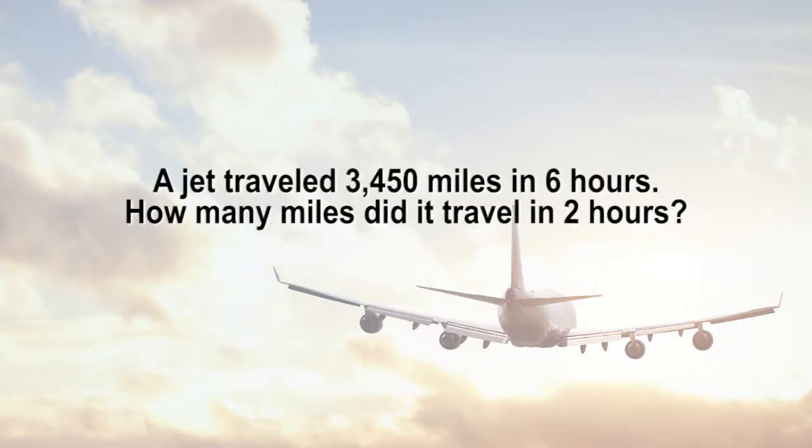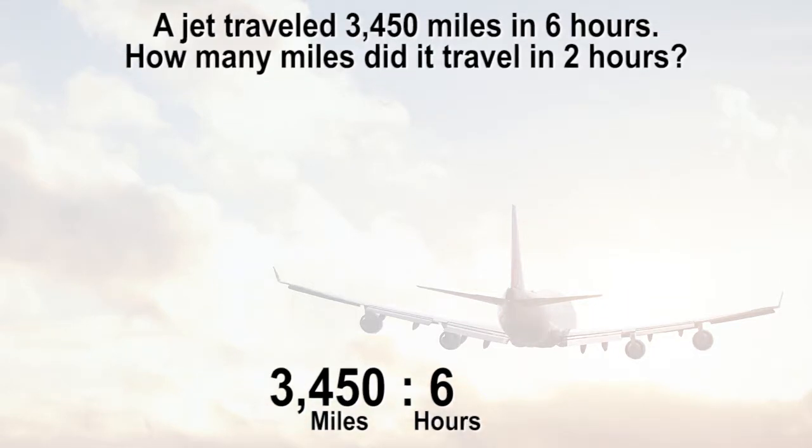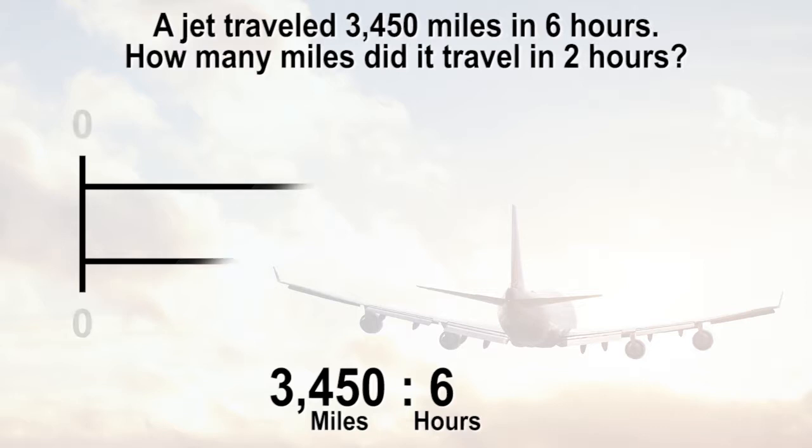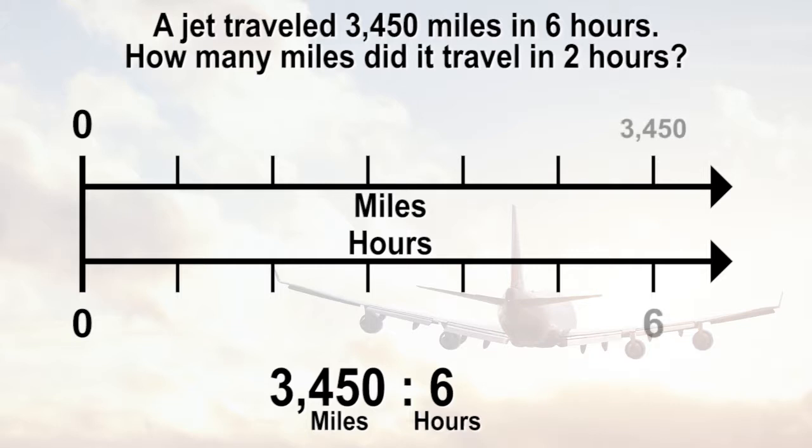Here's our next problem. A jet traveled 3,450 miles in 6 hours. How many miles did it travel in 2 hours? This problem compares miles traveled on a plane to hours it takes to travel. Using double number lines, we'll draw one line to represent miles flown and one line to represent the hours it takes. We'll partition our number lines into equal intervals following the ratio pattern.